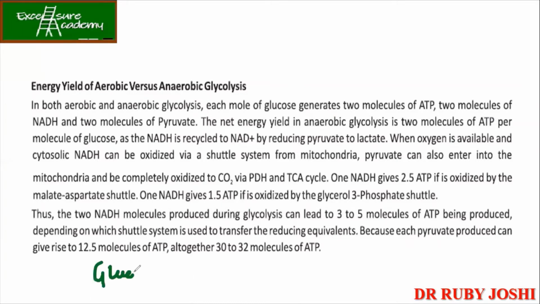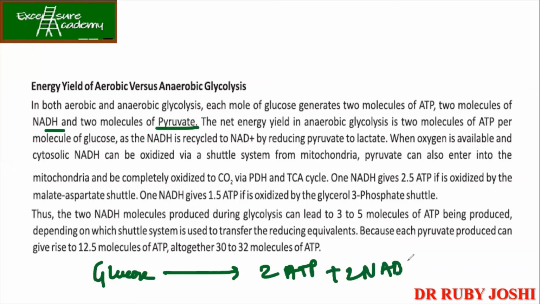So from glucose, because of glycolysis, we get 2 ATP molecules, 2 molecules of NADH and 2 molecules of pyruvate. We know NADH is equivalent to 2.5 ATP. The net energy yield in anaerobic glycolysis is 2 molecules of ATP per molecule of glucose, as NADH is recycled to NAD plus by reducing pyruvate to lactate. So here it gets used.